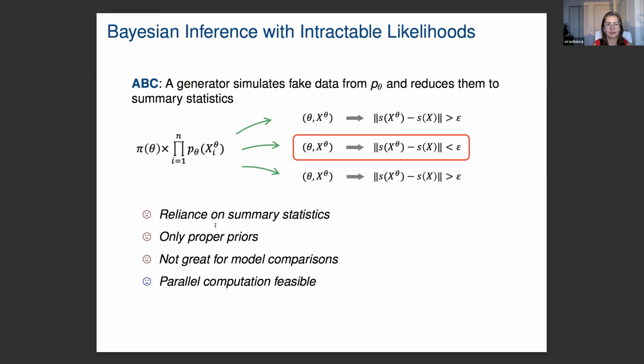So our idea here is somewhat related to ABC. We're also going to be simulating fake data, comparing them to true data through classification. There has been a nice paper by Michael Gutmann and co-authors using classification inside ABC. We are using classification inside Metropolis-Hastings to estimate likelihood ratios.